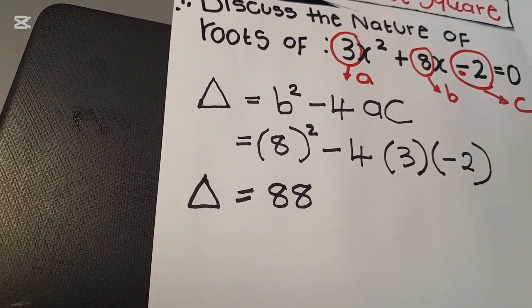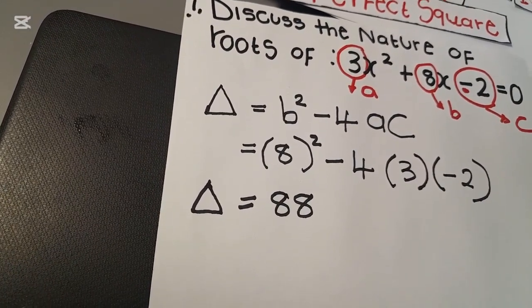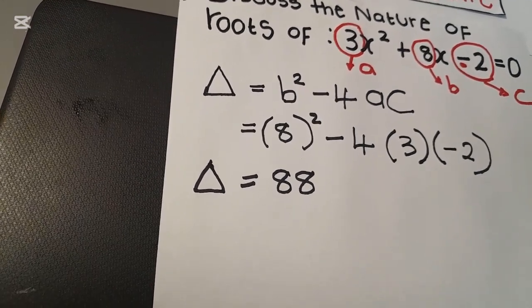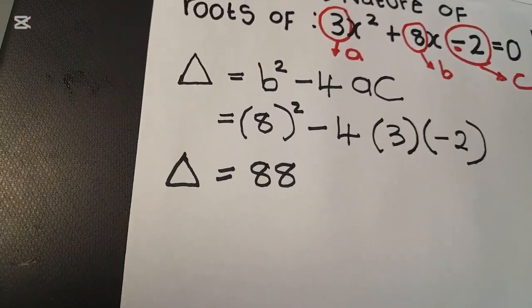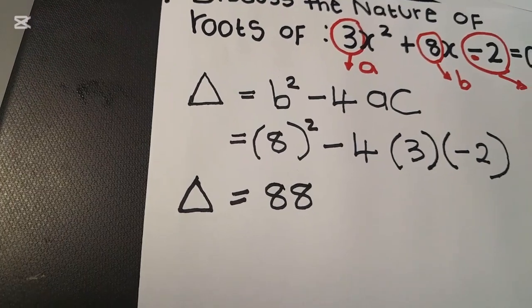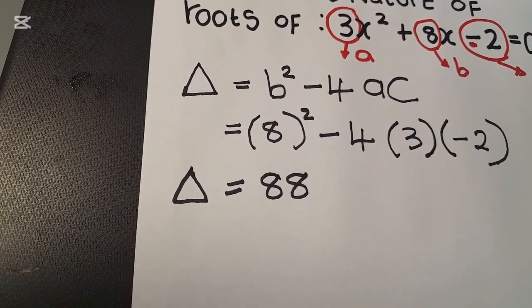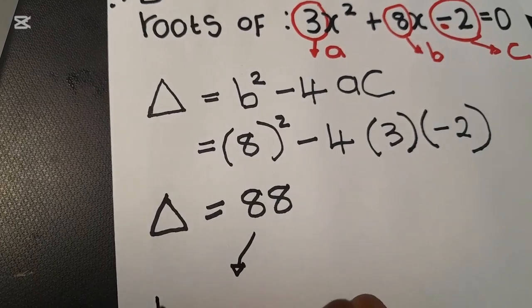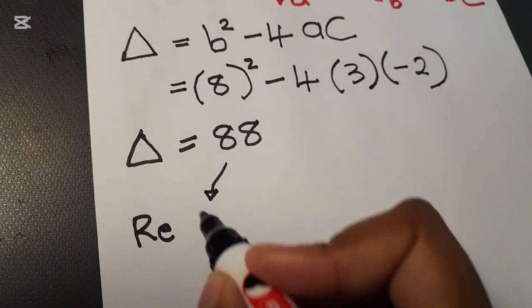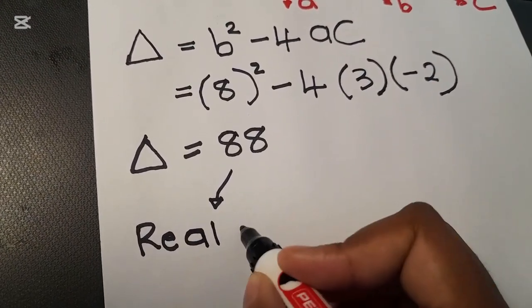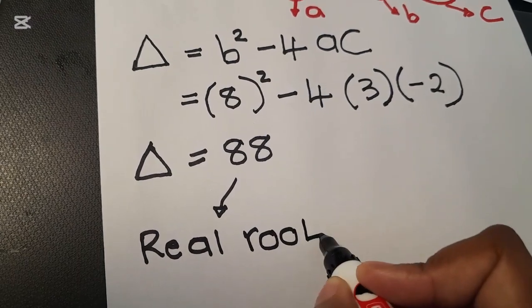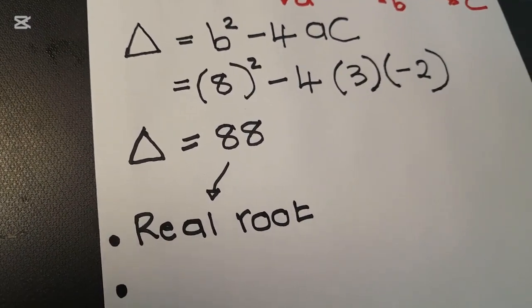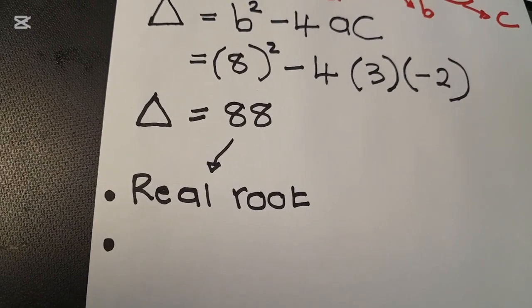So now, going back to that flow diagram that we had, do you think that this equation has non-real or real roots? From how I see it, 88 is greater than 0. So first things first, it's a real root. Okay, it's a real root. We see that, we get that. So let's go further.